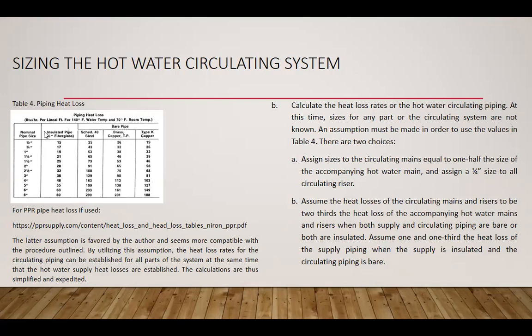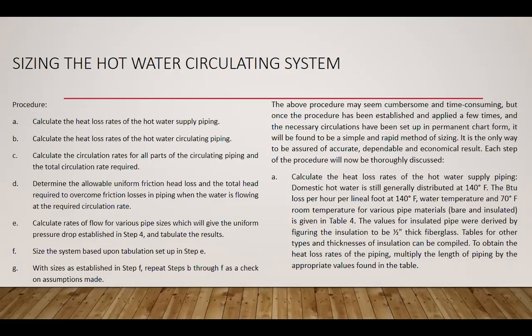If there is insulation, look here: 1/2 inch fiberglass. This is the nominal pipe size. For PPR pipe heat loss, if used, you can see the link there. As the pipe gets larger, it becomes zero. The values for insulated pipe are derived figuring the insulation to be 1/2 inch thick fiberglass.